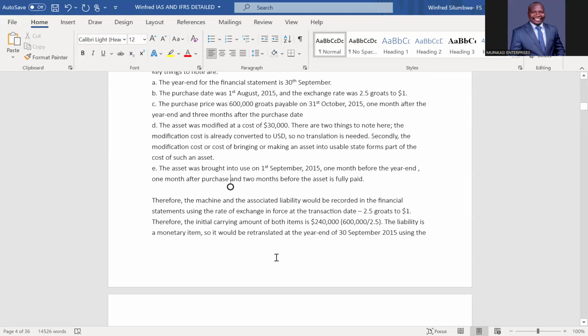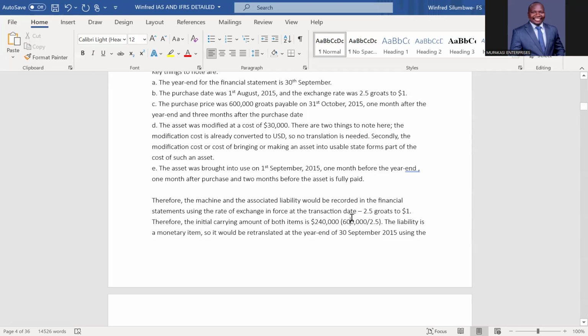Therefore, the machine and the field reliability would be recognized in the financial statement using the rate of exchange in force at the transaction date. For example, at what value do you recognize the asset? Because here there are two big things involved. There is an asset. You need to debit an asset, meaning you need to recognize the total cost, the initial recognition. How much are you going to recognize on that date of purchase?